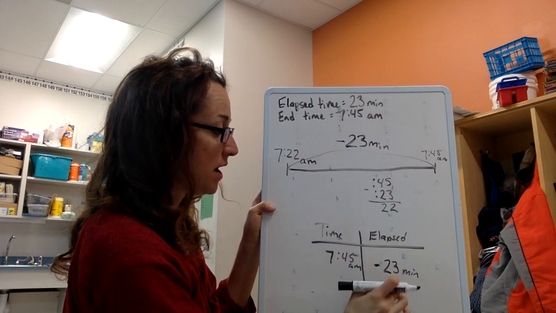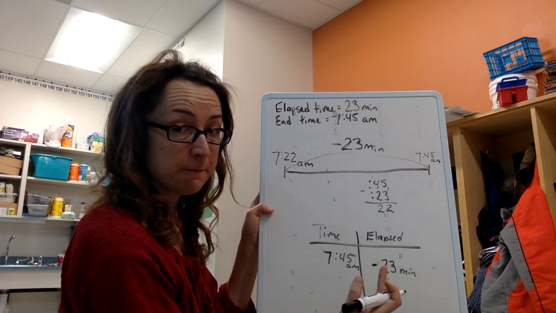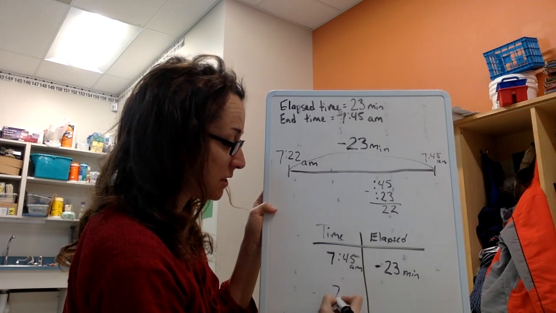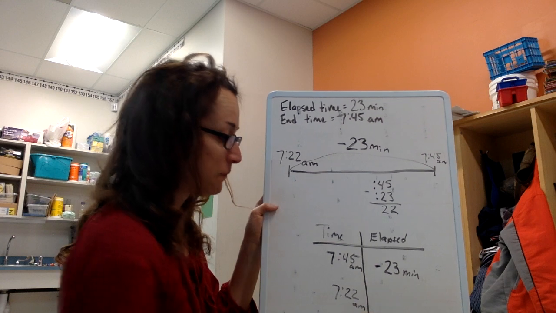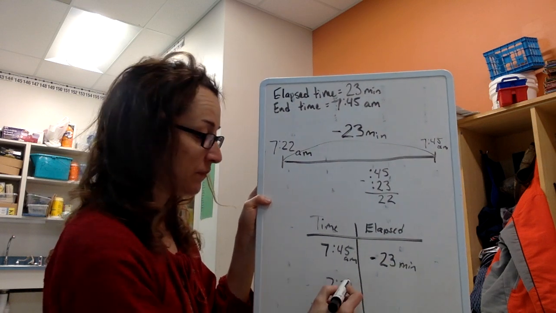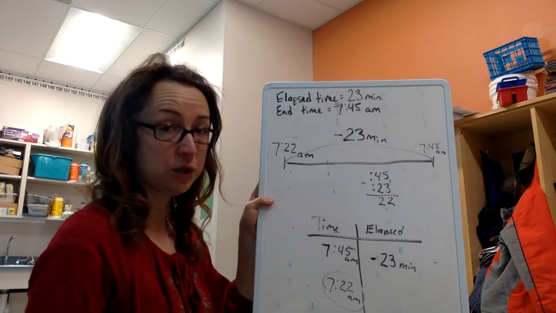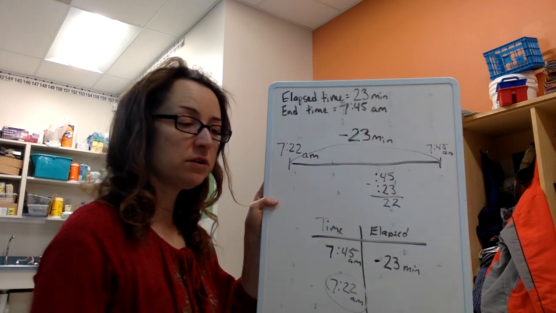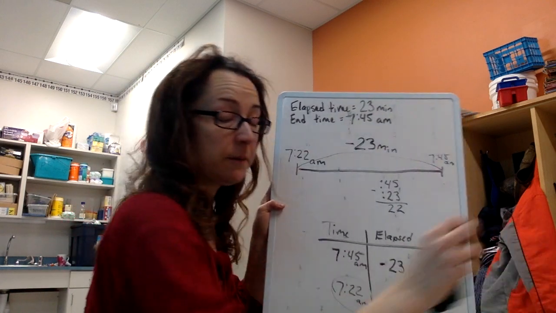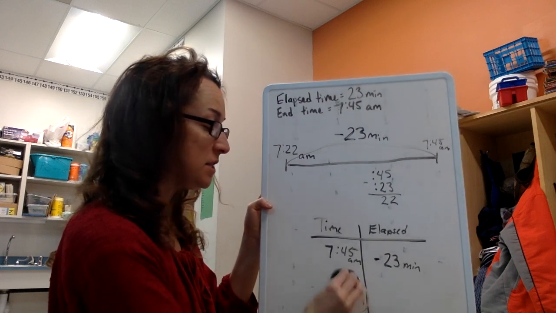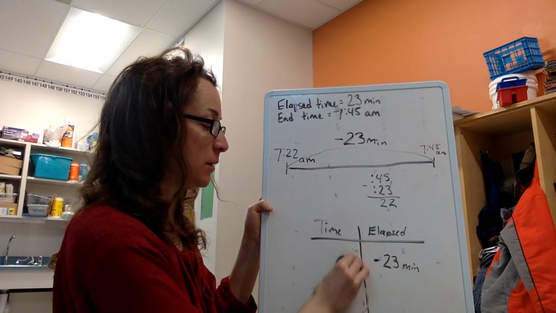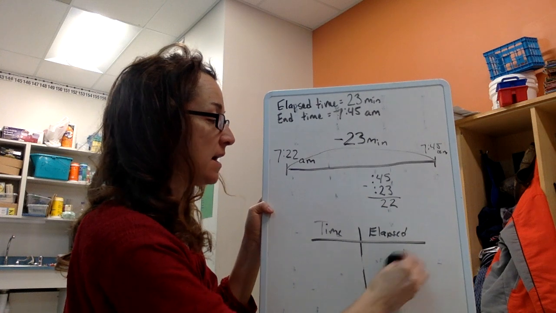So 7:45 minus 23 minutes, and I can get to the same time here. I'm going to think about my minutes only, and my start time is 7:22. So when you're finding the start time in a word story, or just in general, I want you to think about the fact that you are going back in time.